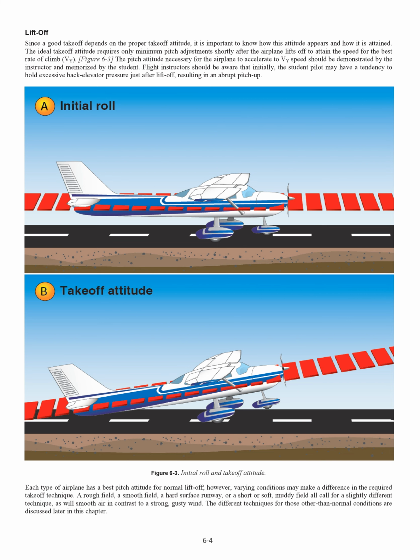Each type of airplane has a best pitch attitude for normal liftoff; however, varying conditions may make a difference in the required takeoff technique. A rough field, a smooth field, a hard surface runway, or a short or soft, muddy field all call for a slightly different technique, as will smooth air in contrast to a strong, gusty wind. The different techniques for those other than normal conditions are discussed later in this chapter.